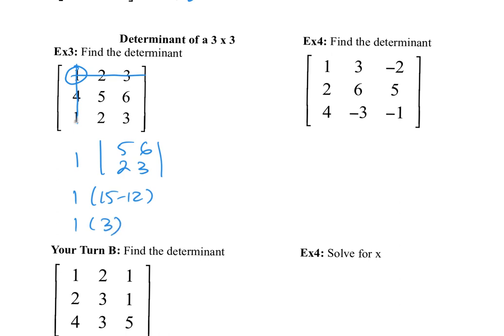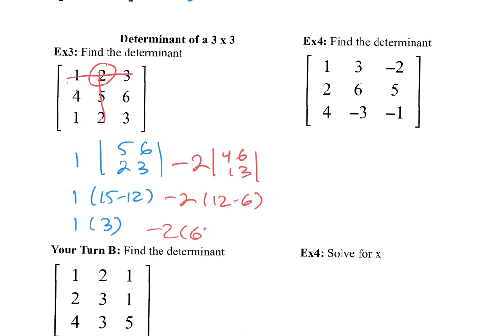So I'm going to erase what we had crossed off. And now we're going to cross off the first row and the second column, and we're left with another 2 by 2, which would be 4, 6, 1, and 3. And again, that number where they intersected, we're going to put on the outside, but this time we're going to be subtracting. And again, we're going to cross multiply. So I have minus 2 times 12 minus 6, which is going to end up just being minus 2 times 6.